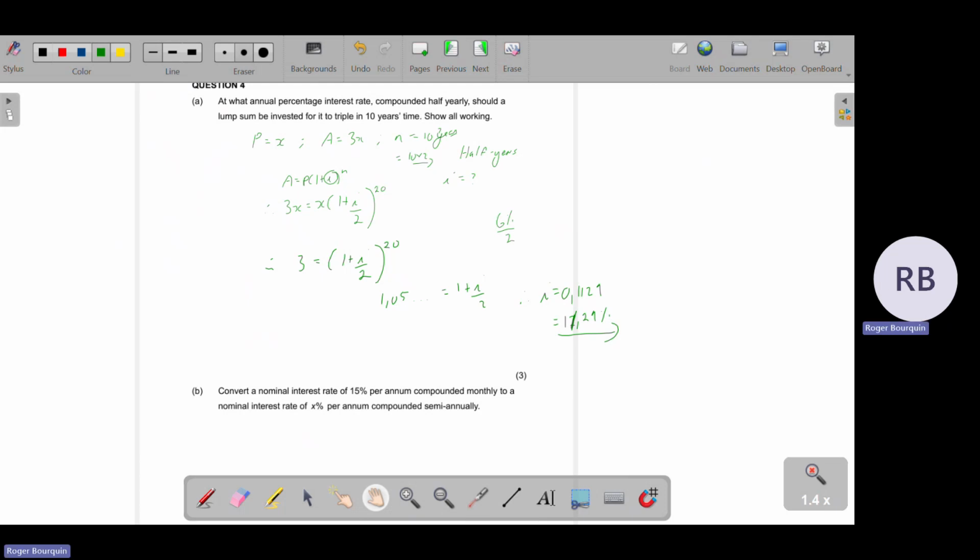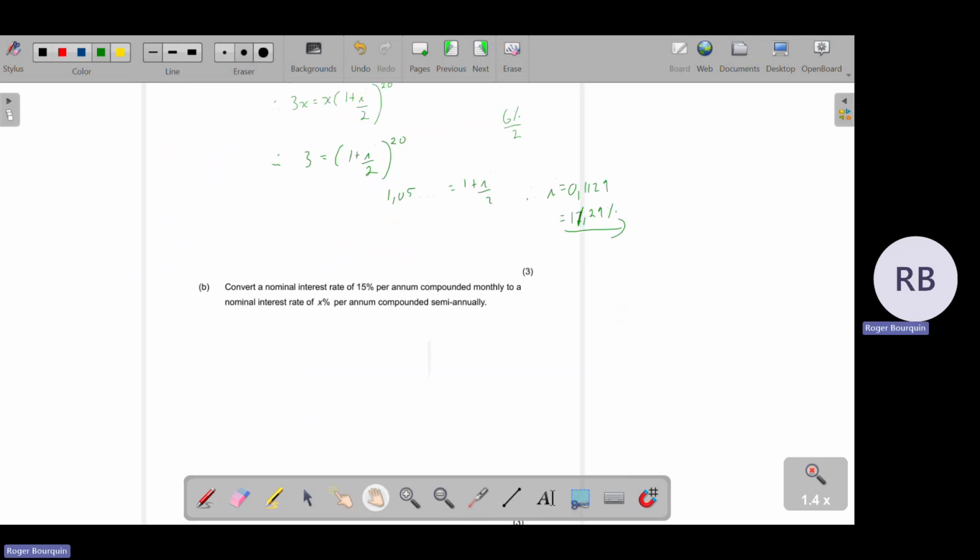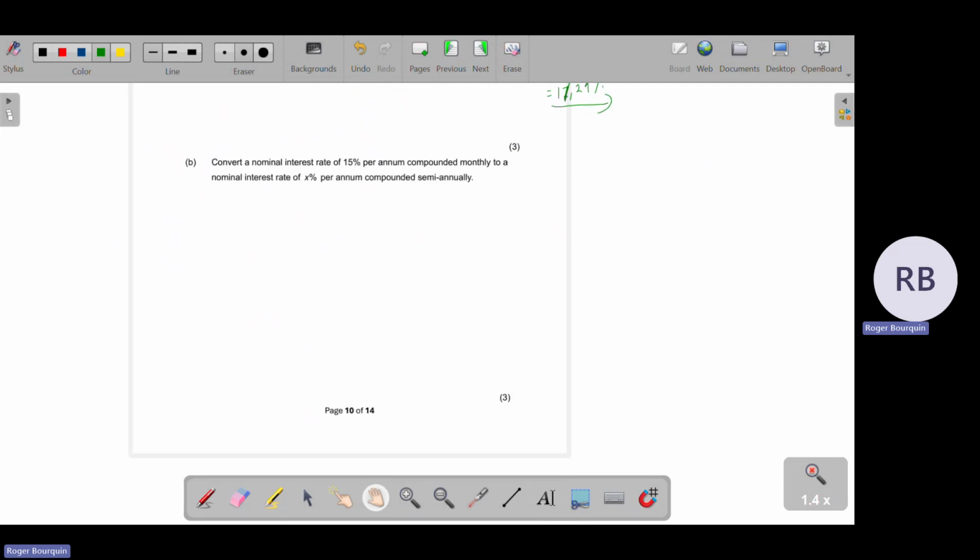Right. Next one. Convert a nominal interest rate of 15% per annum compounded monthly to a nominal interest rate of x% per annum compounded semi-annually. Well, they have to generate the same amount of money, right? So we've got the monthly scenario and the semi-annually scenario. They've got to be equivalent, they've got to generate the same amount of money in a year.